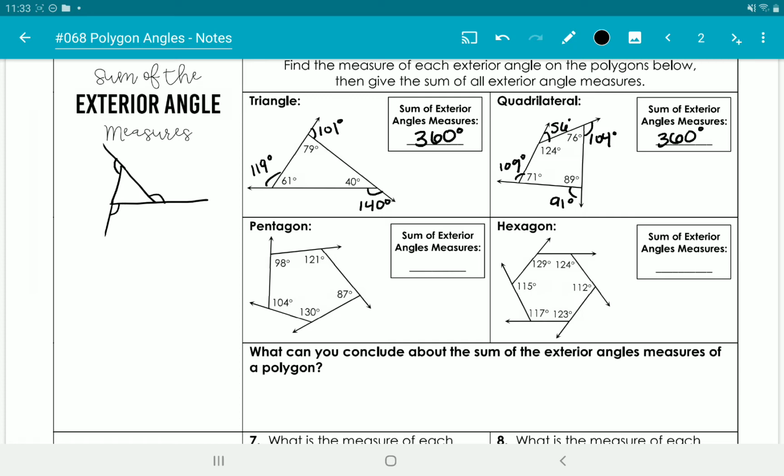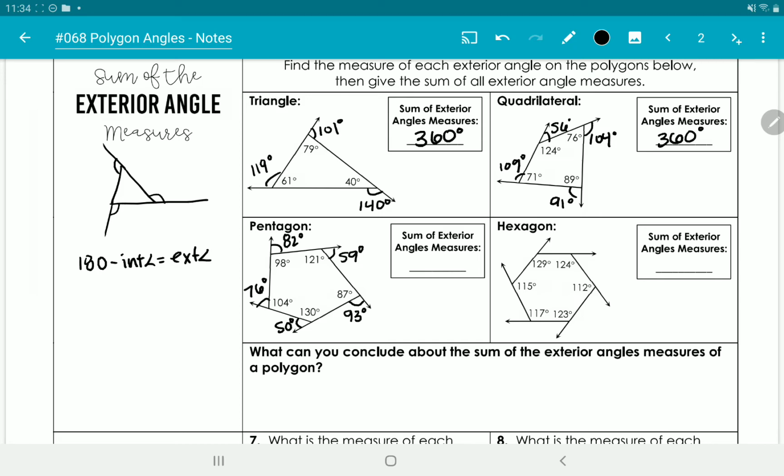Let's look at a pentagon. Again, you do 180 minus the interior angle to get the exterior angle. Okay, so 180 minus this 98 is going to give us 82 degrees. 180 minus this 121, 59. 180 minus 97 is 93, or 87, sorry. So you get 87 degrees. 180 minus 130 is 50 degrees. And then 180 minus 104, 76 degrees.